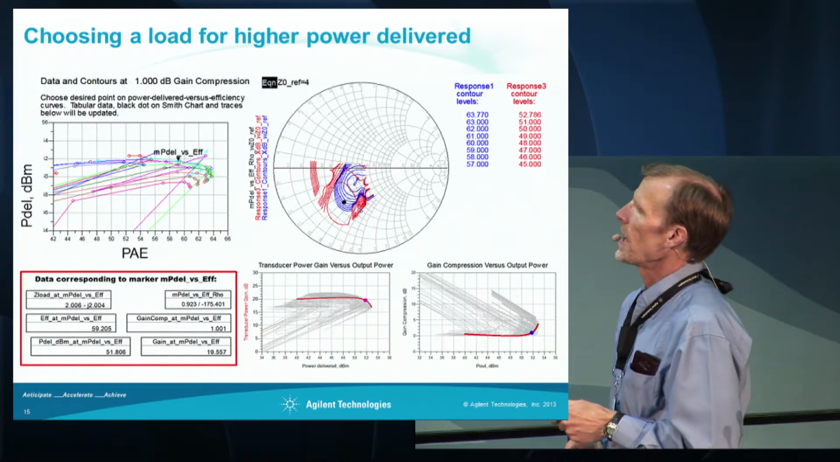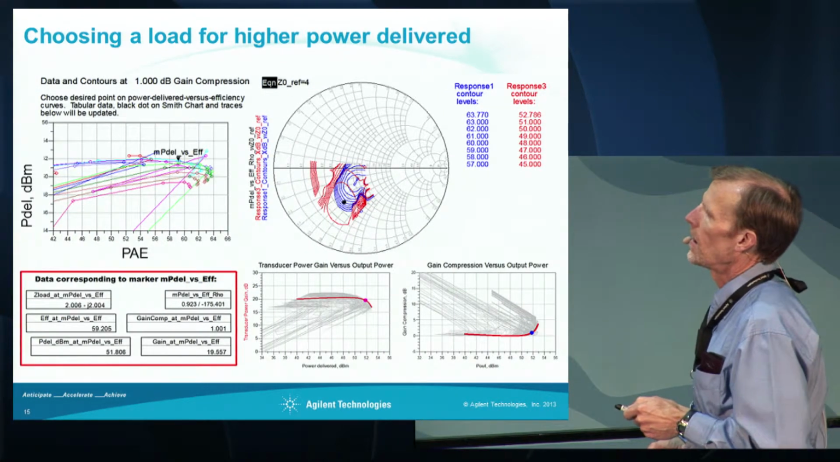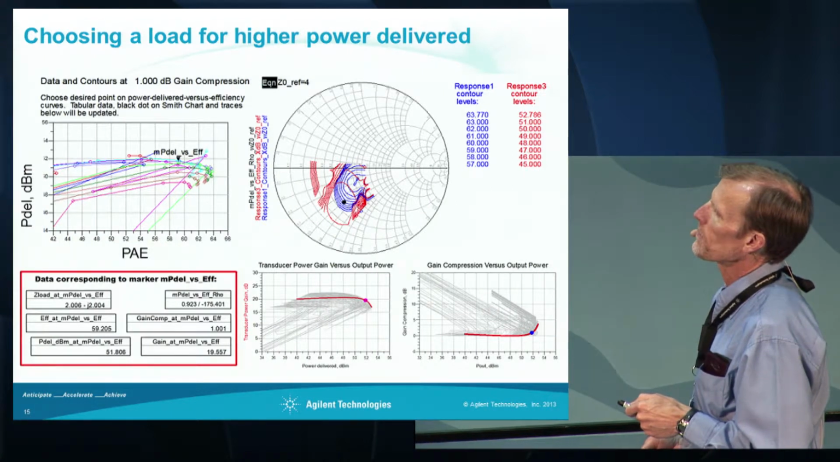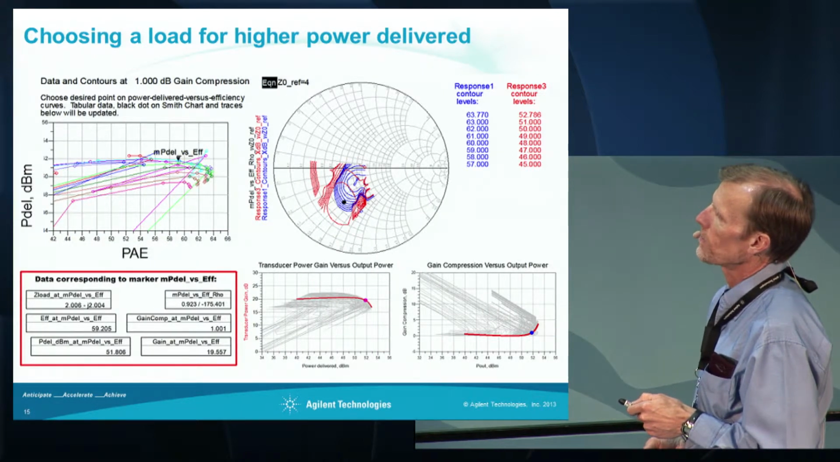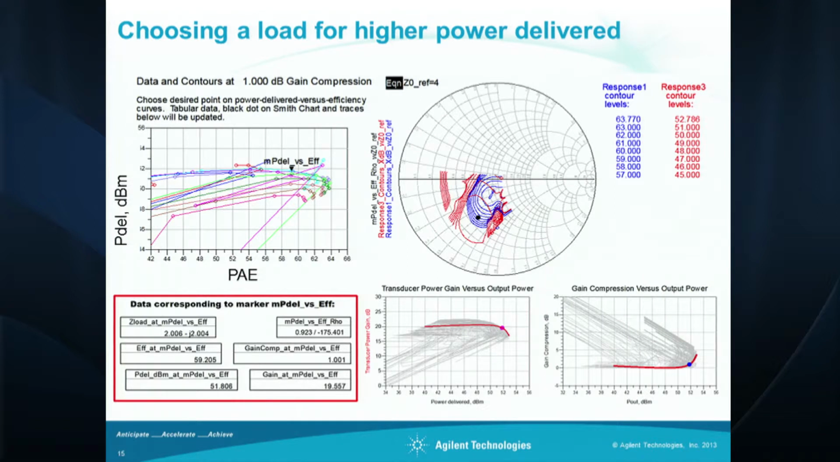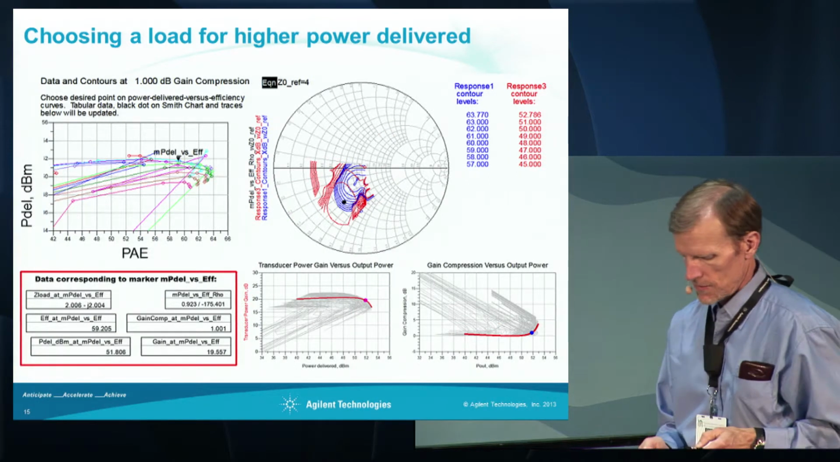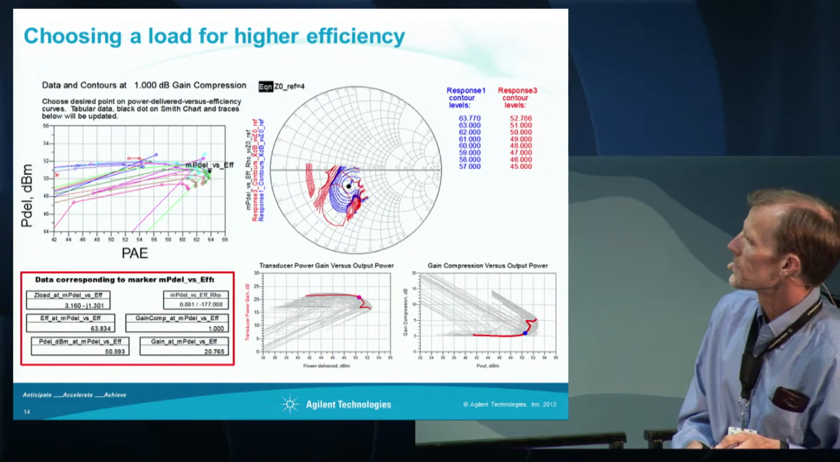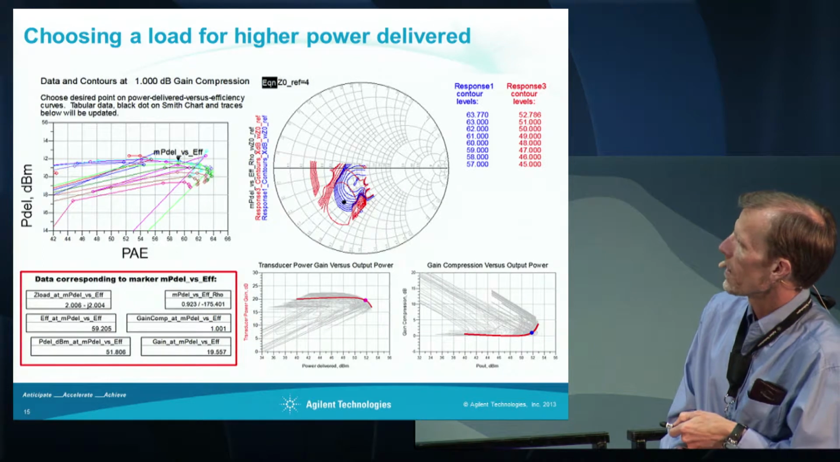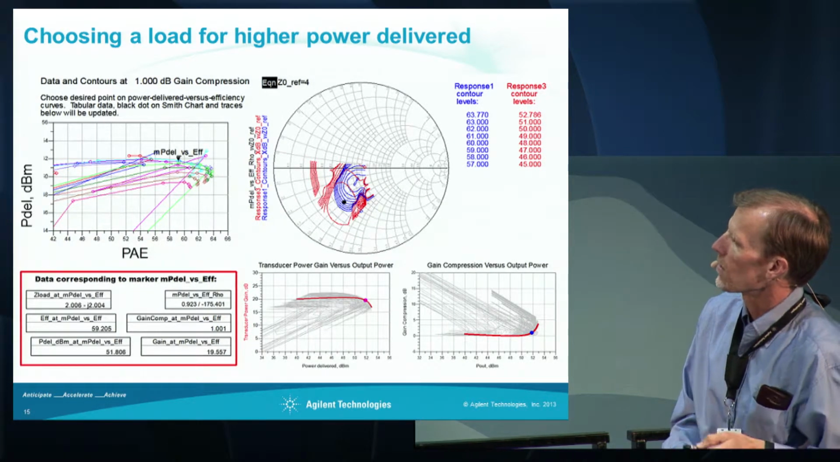Okay, here we've chosen a load that is higher output power. Again, it's the 1 dB compression point data. All the contours are at 1 dB gain compression, and we see a different result. You can see that the output power is higher. That's on the x-axis. So if we go back, you can see that there's a trade-off. We're at higher power but slightly lower efficiency.